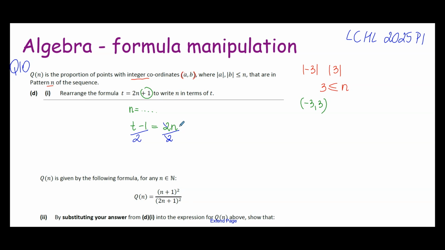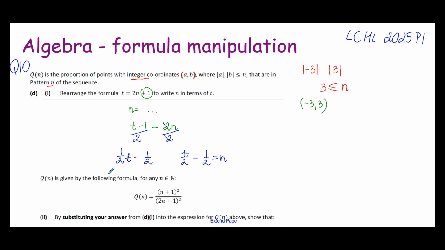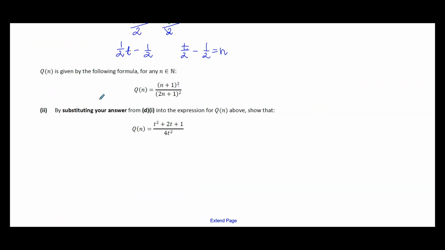Can I write it in any other way? Can I not have a fraction? Yes, you could have a half t minus a half, or you could have t over 2 minus a half. Whichever version suits you will be good here. Okay, so Q of n is given by the following formula. So here we have a formula. Now, what are they telling us to do? By substituting your answer from D1. So what was my answer? n equals t minus 1 over 2.